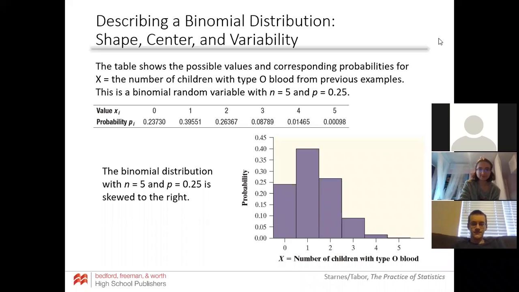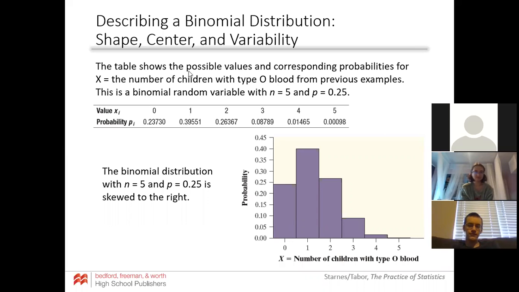All right, guys, so we are doing day 2 of 6.3. We're going to be talking still about binomials, and then we'll get to geometric. Okay, so this is from our example last time with the type O blood. It's our probability distribution. Remember, the couple had the 5 kids.